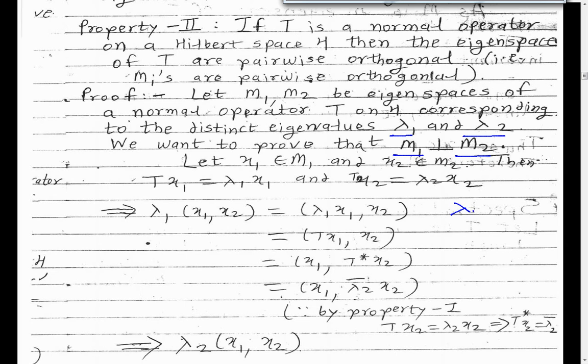So lambda 1, the corresponding eigenspace is M1, and lambda 2, the corresponding eigenspace is M2. We have to prove that vectors in M1 and M2 are orthogonal to each other. So if x1 belongs to M1 and x2 belongs to M2, then we will have the relation Tx1 equals lambda 1 x1 and Tx2 equals lambda 2 x2.